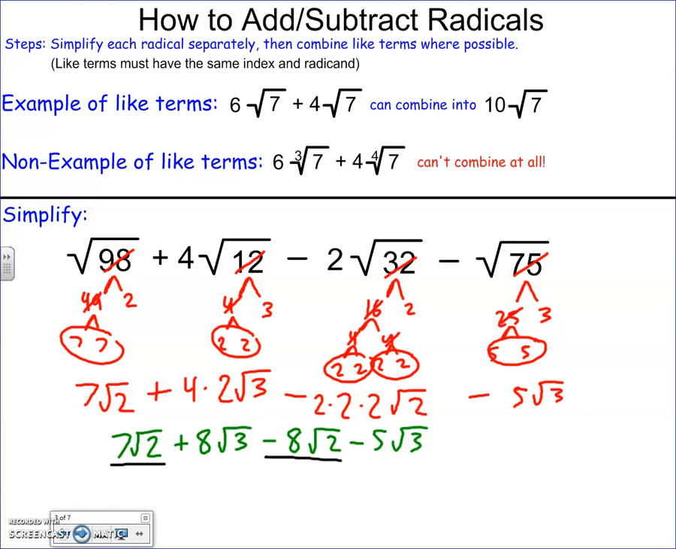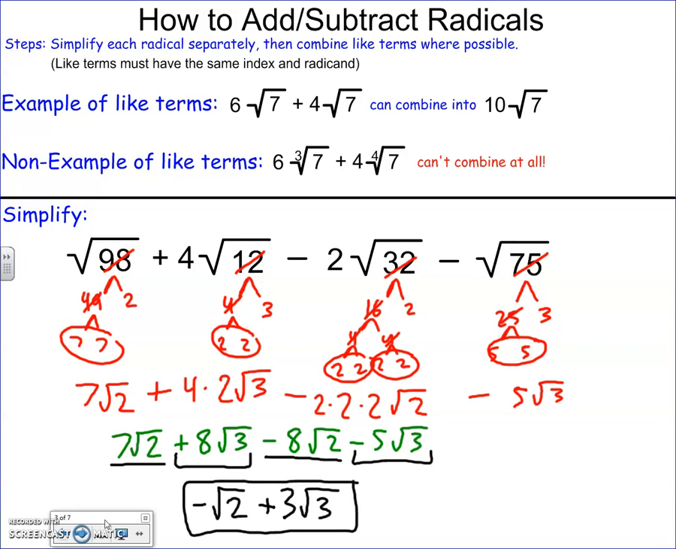So 7 minus 8 is negative 1. Negative 1 root 2. Then here's the root 3's. Positive 8 root 3 minus 5 root 3. It's like saying 8x minus 5x. 8 minus 5 is positive 3. And it stays square root 3. That is the answer. Those two do not combine. If I type the original problem in the calculator, I get a decimal, and if I type my final answer in the calculator, I get the exact same decimal. That's the way you can check.